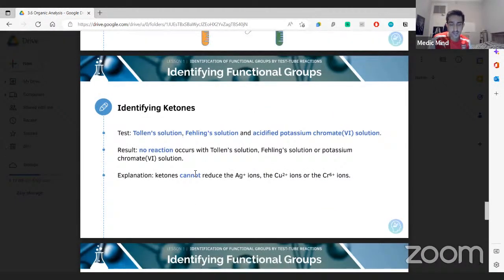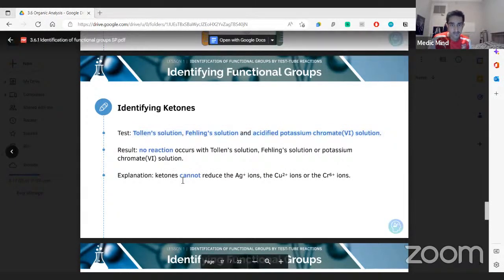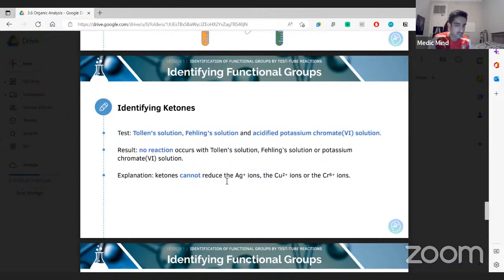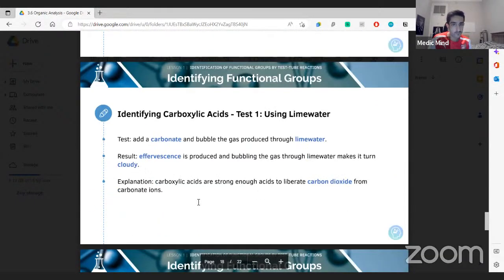And ketones, again, you basically put them through all of these reagents and you see no reaction. This is because ketones cannot be oxidized any further.